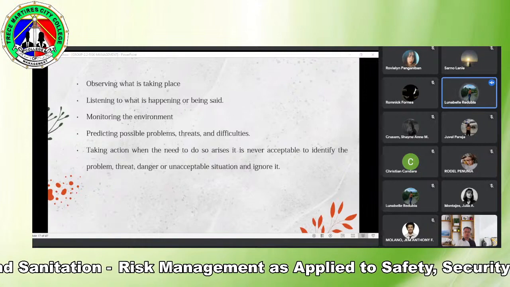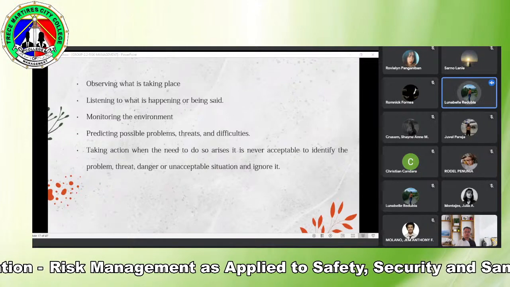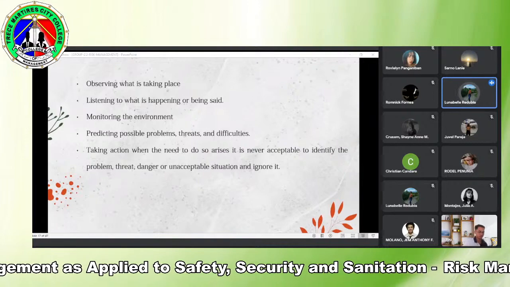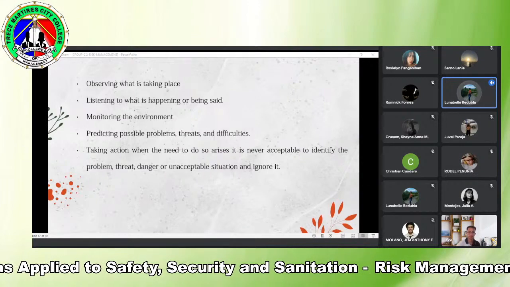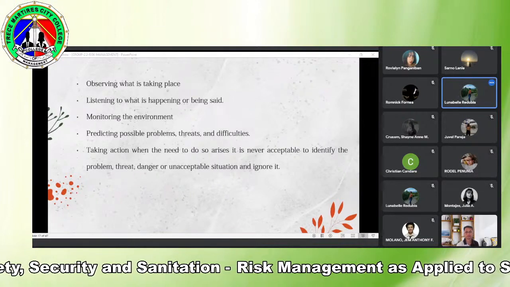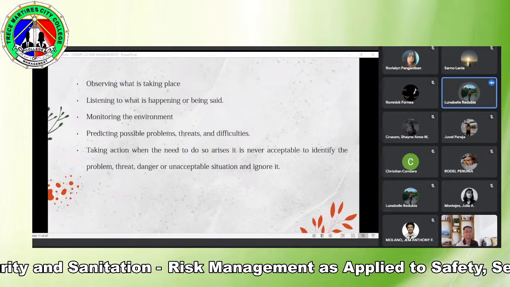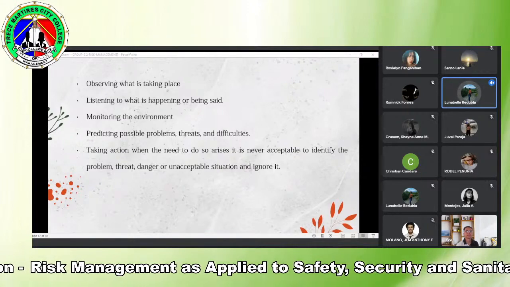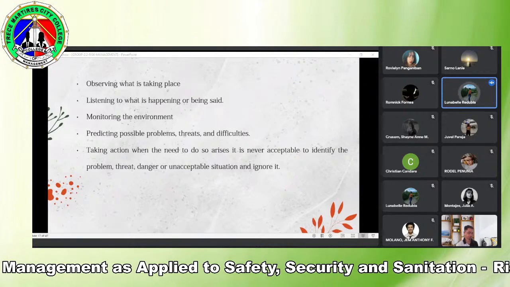Hindi na natin siya napigilan, so ang ginawang paraan ng government para mabawasan yung damage is nag-lockdown. They accept the risk but they set alternatives. Nag-lockdown, limited yung mga taong lumalabas, social distance, face mask, vaccines para lang mapabagal yung pagkalat ng virus.